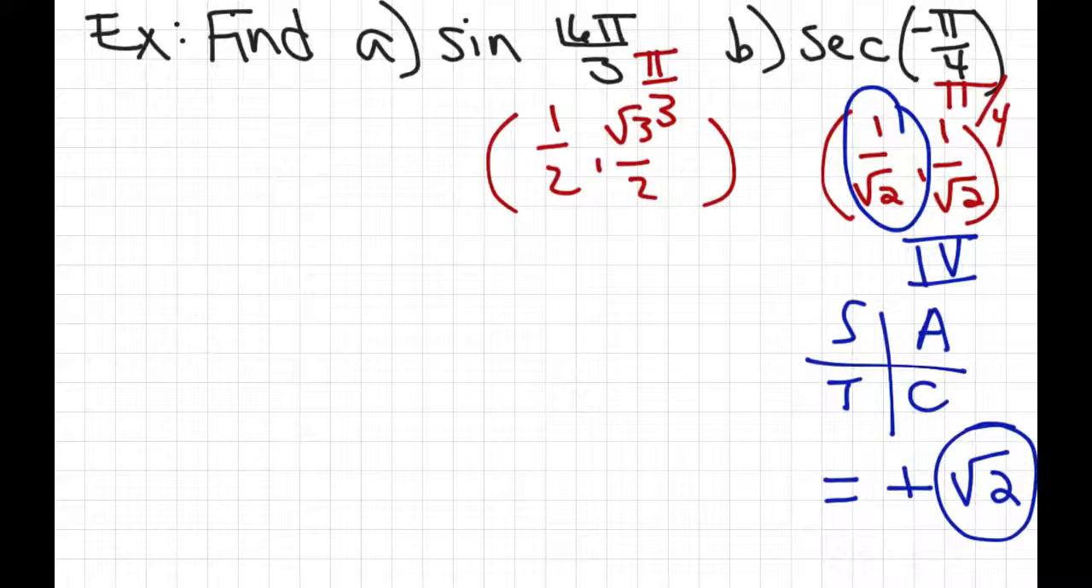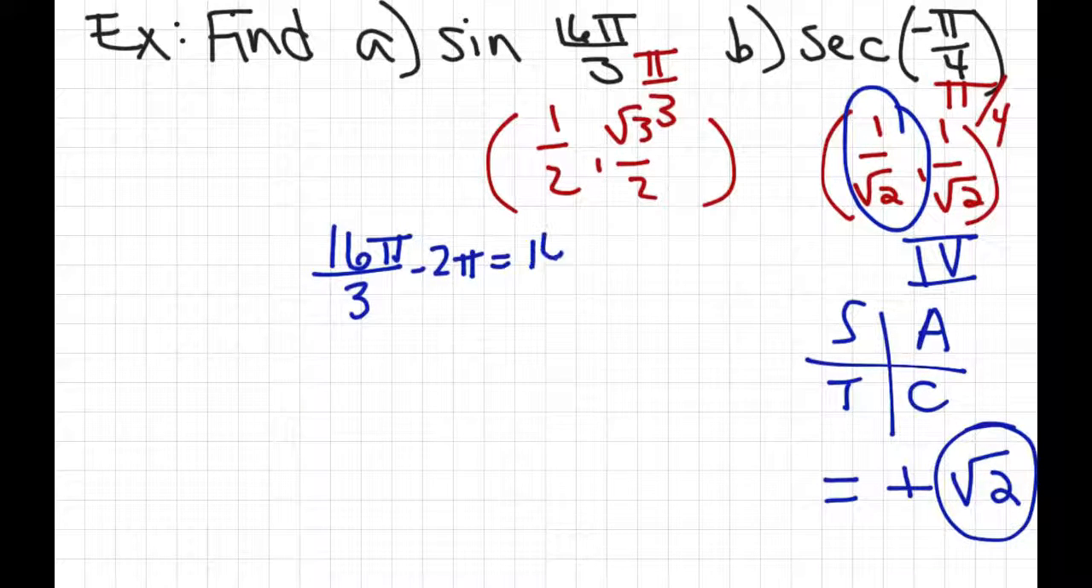Now let's go back to A. 16 pi over 3 is larger than a full circle. How do I know? Well, because a full circle would be 2 pi, so that would be 6 pi over 3. So what I'm going to need to do to figure out what quadrant it's in is to keep subtracting full circles until I figure out where 16 pi over 3 actually lies.